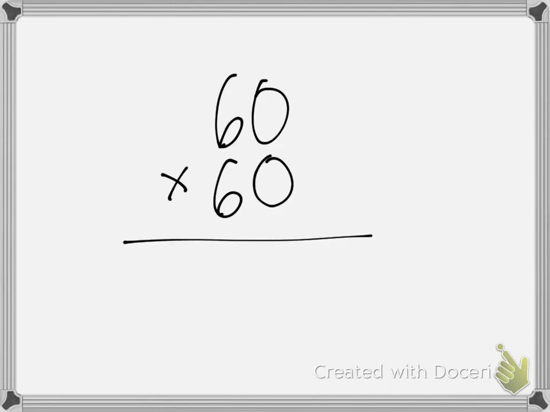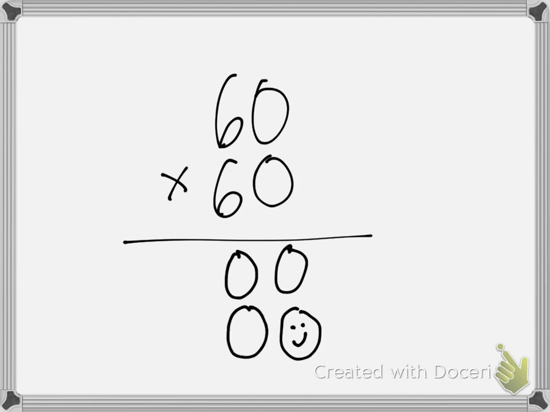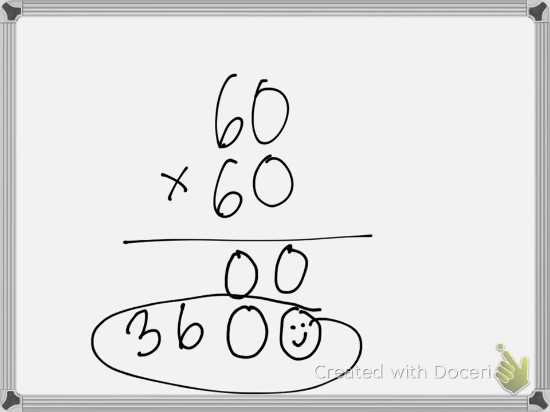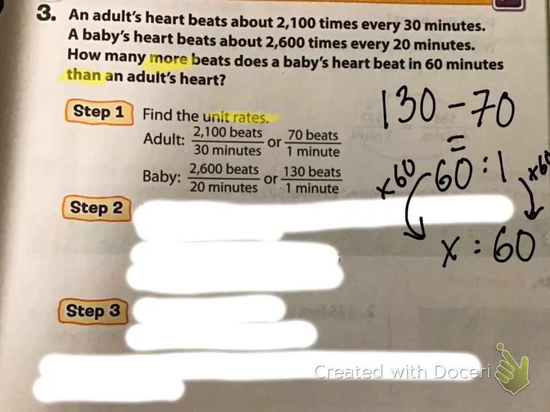I want you guys to do it on your paper. What is it, Jaden? 1,200. Not 1,200. That's a good guess. Lily: 3,600. So the way that we do it, 0 times 0 is 0. 0 times 6 is 0. We add our magic 0. 6 times 0 is 0. 6 times 6 is 36. So our answer is 3,600.